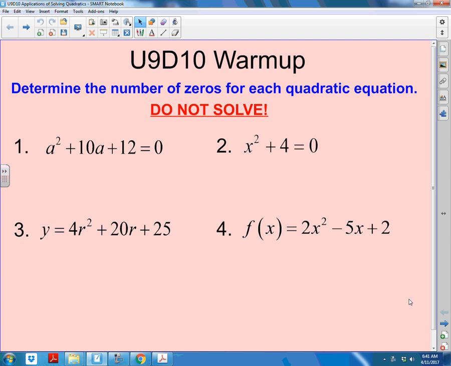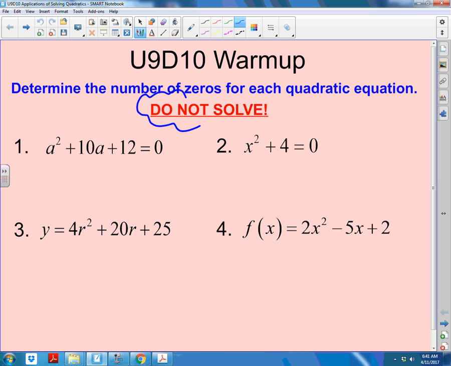So that's 10 days, day 1 through day 10. If you've got that, then you should be good to go. So let's get started with the warm-up. The warm-up says determine the number of zeros for each quadratic equation.